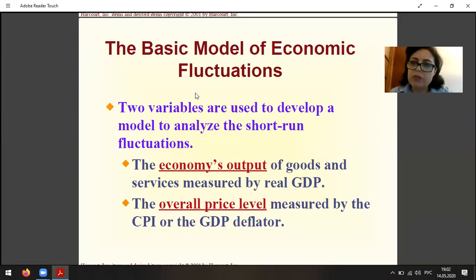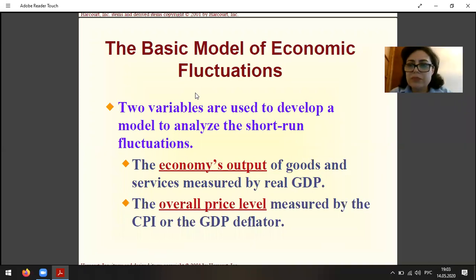But before starting, I would like to remind you of the questions that we discussed within the topic known as the business cycle. The business cycle, as you know, implies the repeated ups and downs in economic activity, in other words, the economic fluctuations in business activity. That's why economists decided to analyze a new approach, the model of economic fluctuations. This model implies analyzing two important variables, used to develop the model in order to analyze the short-run fluctuations.